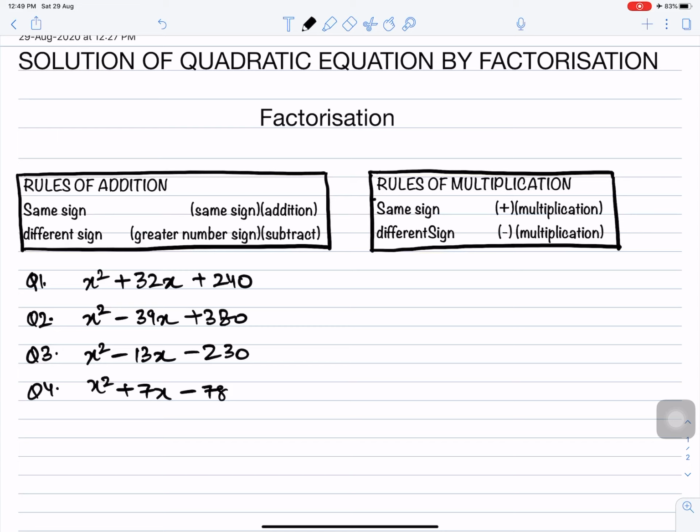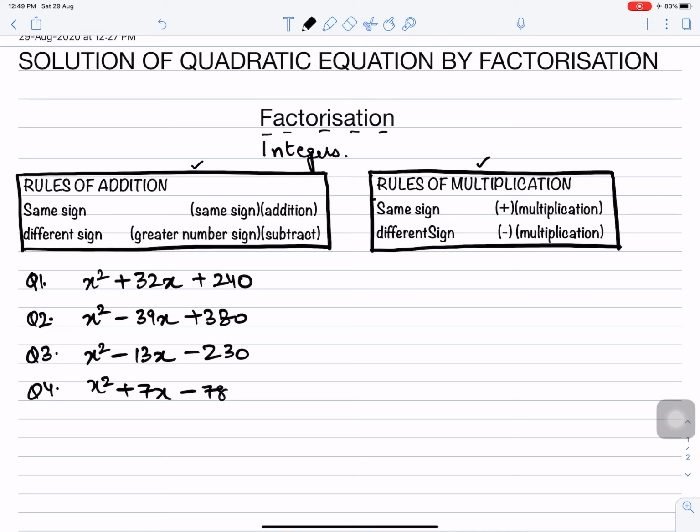Once you get the factorization method, you understand how to solve any quadratic equation by this method. Now, first of all, we will recall the rules of integers when we have the addition case and when we have the multiplication case.